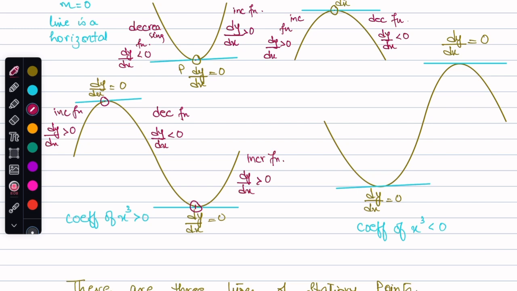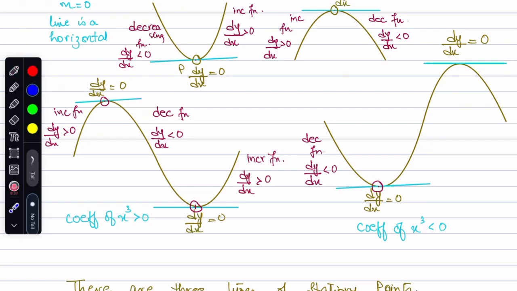Again, if we look at the last case, stationary point here, just before the stationary point, it's a decreasing function. I can see that the function values are decreasing. Therefore, for this decreasing function, our gradient dy by dx needs to be less than 0. Then the function has a stationary point where the gradient becomes 0.